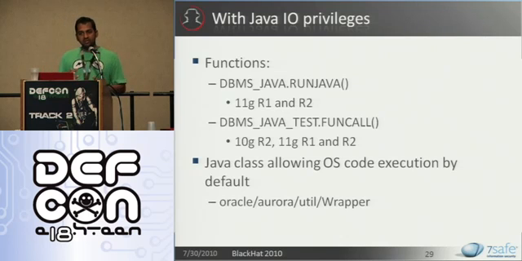If your SQL injection is such that whatever code you are injecting runs as a user that has Java IO permissions, then you can execute OS code on an Oracle database. You can do that in 10gR2, 11gR1, and 11gR2 by calling these two functions, runjava and funcall. Both take an Oracle class as an argument and a method of that class which will allow OS code execution. By default, this particular Oracle class, oracle.aurora.util.wrapper, allows OS code execution within the main method.